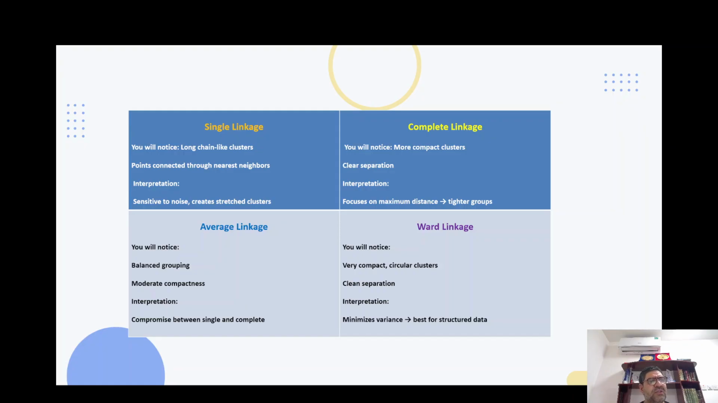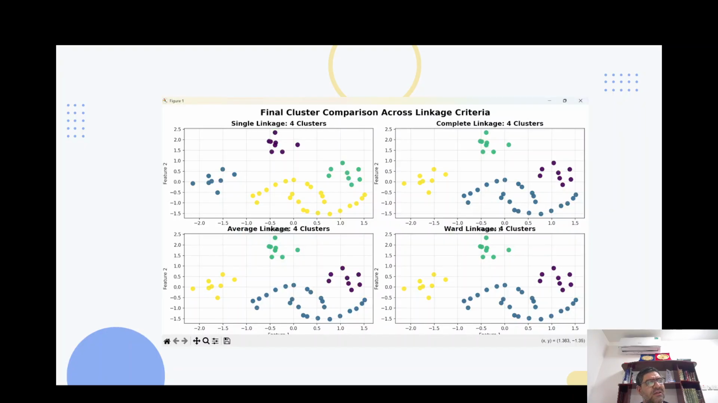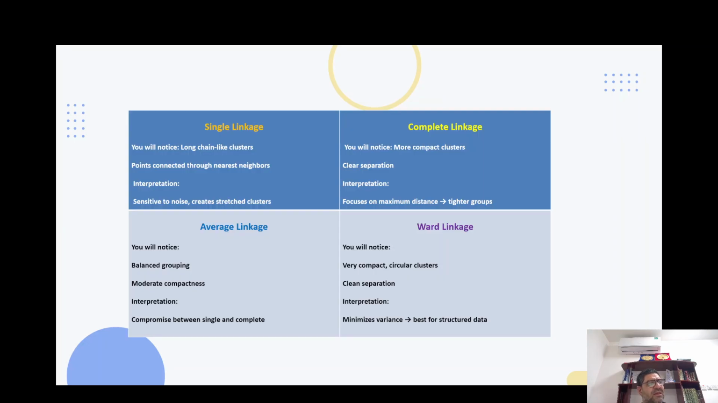You will notice in complete linkage, it is different. You will notice more compact clusters, clear separation. The interpretation is that it focuses on maximum distance, and tighter groups are there. If you see the same example, you can see the points are much more compact. So you can say this is complete linkage.